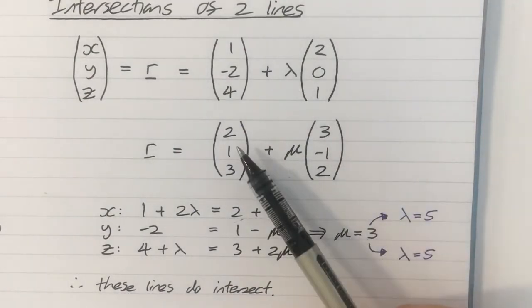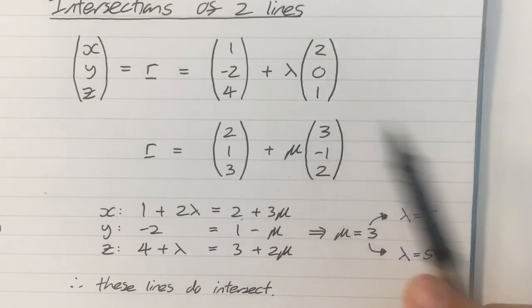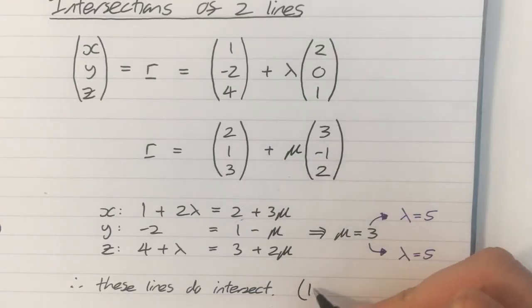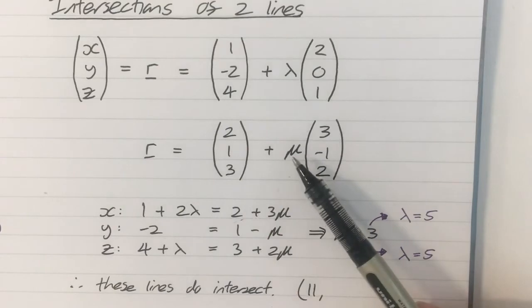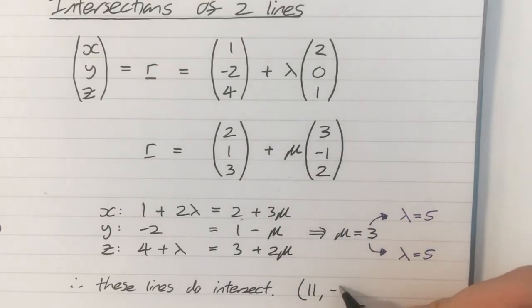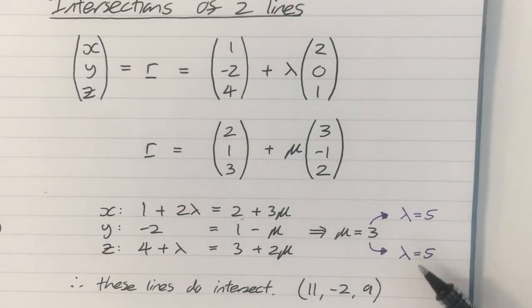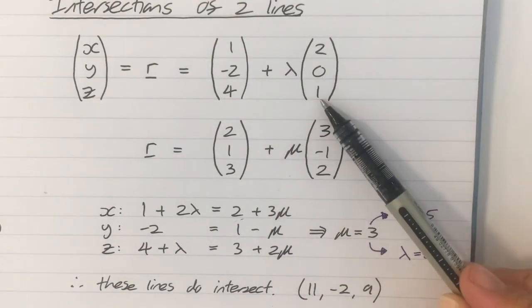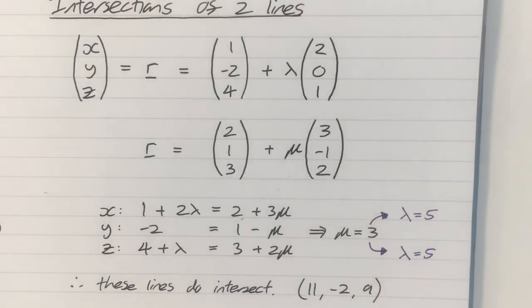So mu into the bottom one will give us 2 plus 9, which is 11 in the x direction. 1 minus 3 which is minus 2 in the y direction, and 3 plus 6 is 9 in the z direction. We can check that by plugging in lambda as 5, so we get 1 plus 10 is 11, minus 2 plus 0 is minus 2, and 4 plus 5 is 9. So that is where they intersect.